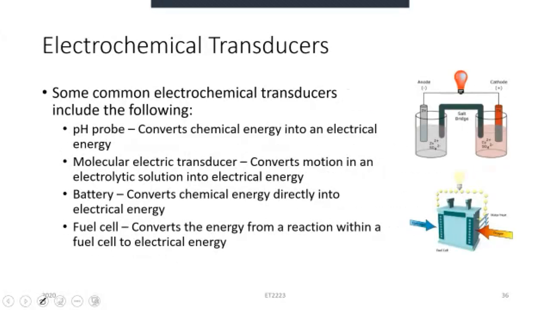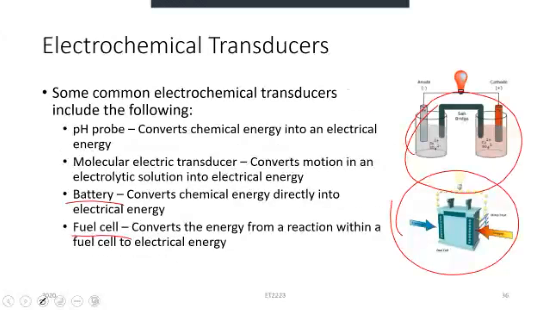So again, we can look at some of the different types of transducers. There are electrochemical transducers, things like batteries, fuel cells. In a battery or a fuel cell, we have some chemical energy stored, and then that is converted into electrical energy. So we have such conversions happening in those transducers.